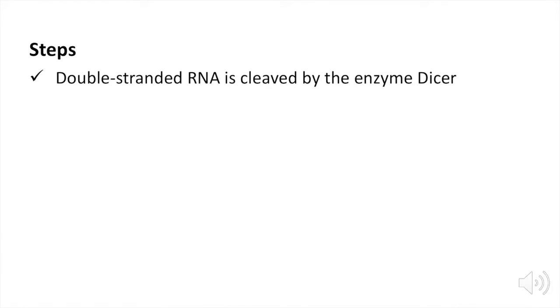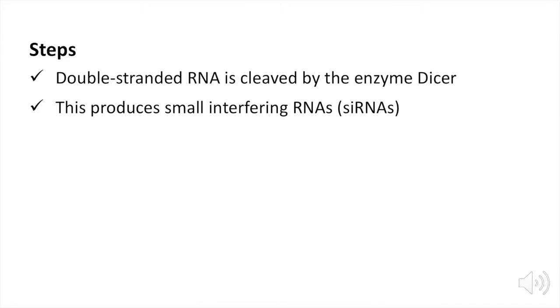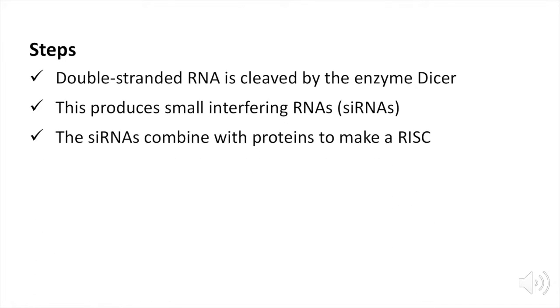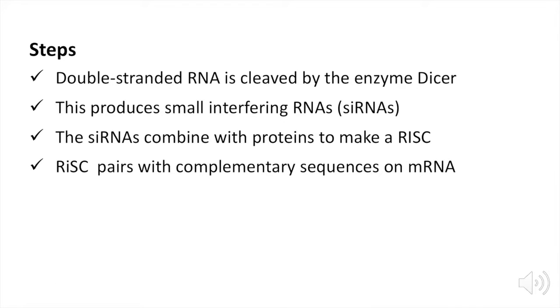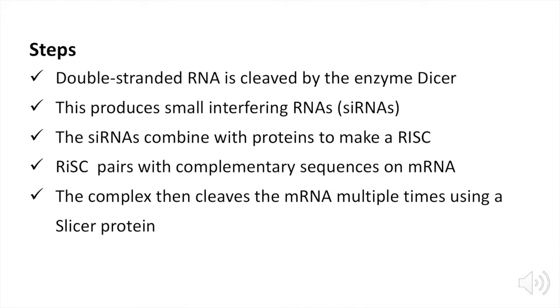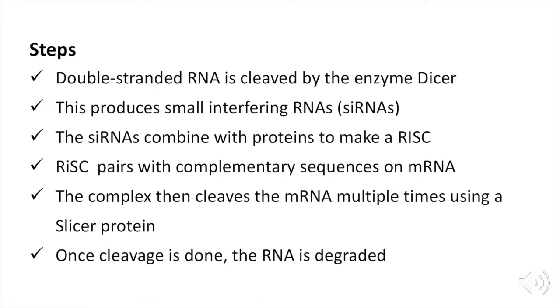Steps. Double-stranded RNA is cleaved by the enzyme dicer. This produces small interfering RNAs. The siRNAs combine with proteins to make a RISC complex. RISC pairs with complementary sequences on mRNA. The complex then cleaves the mRNA multiple times using a slicer protein. Once cleavage is done, the RNA is degraded.